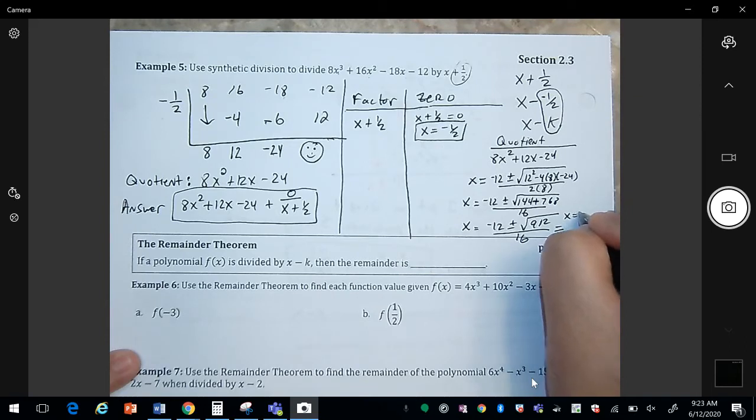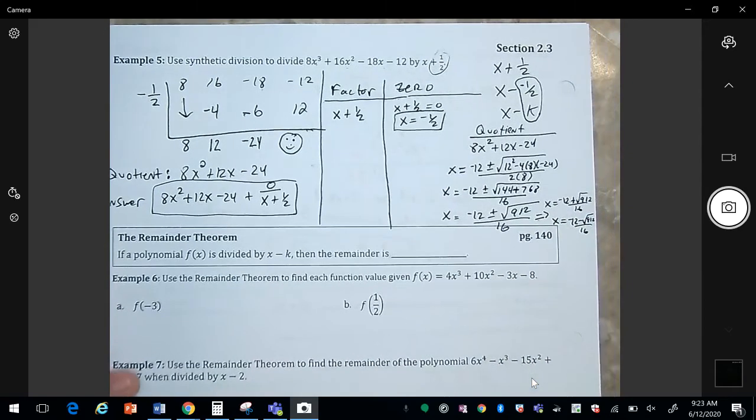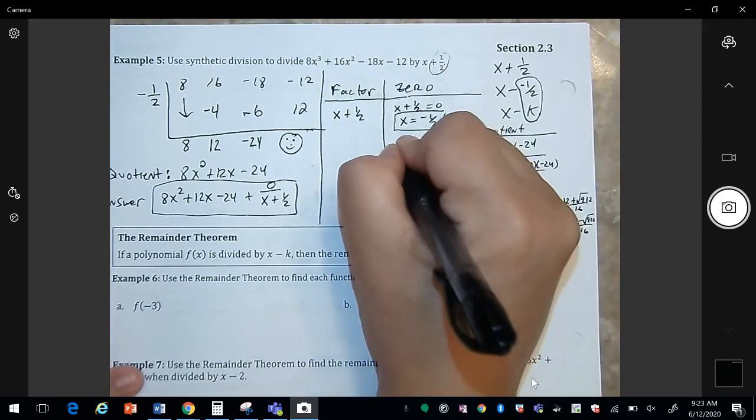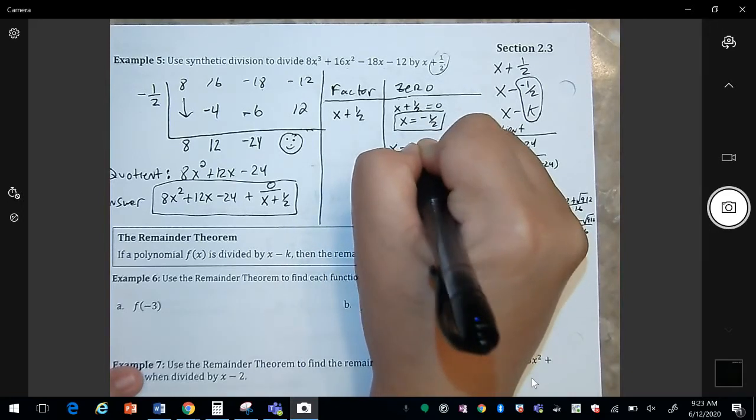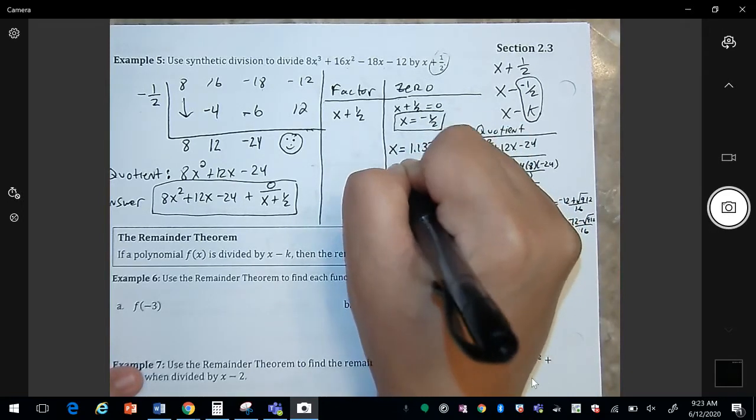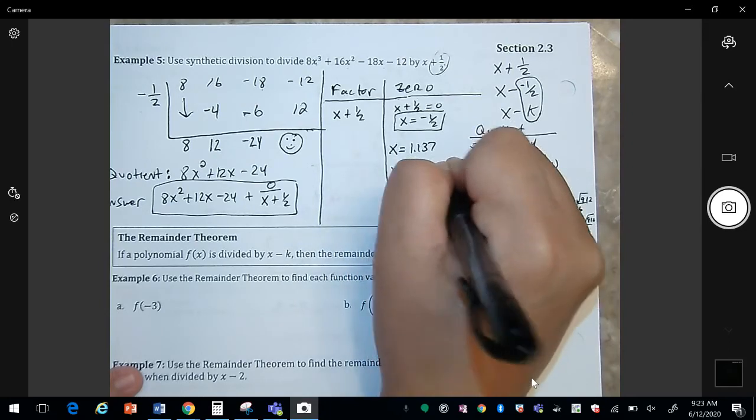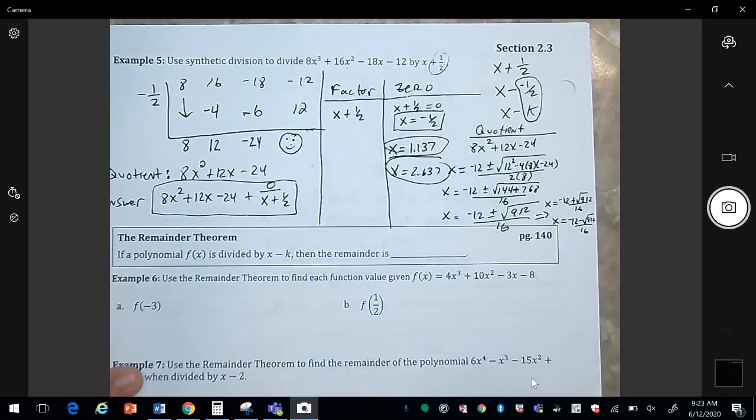And so that's going to give us two answers. X equals negative 12 plus the square root of 912 divided by 16. And x equals negative 12 minus the square root of 912 divided by 16. If we put these in our calculator, then we get two answers. X is 1.137 and x is 2.637. So these are our other zeros.